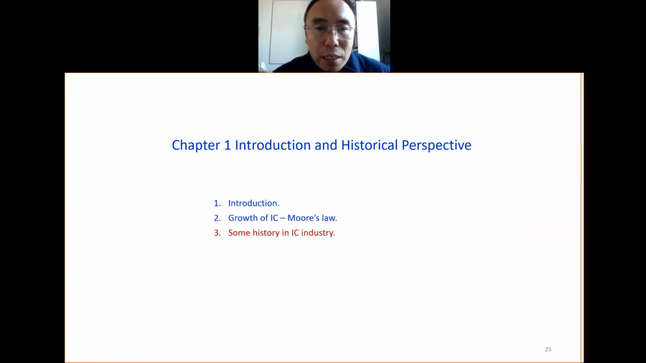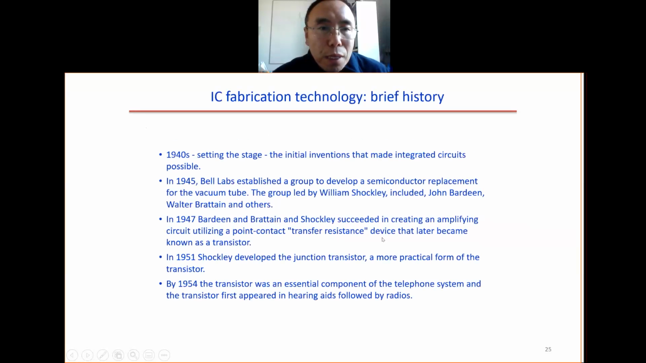So now let's look at the history of the device, of the transistors. In the 1940s, the R&D started. In 1945, after the Second World War, Bell Labs had a group of people: William Shockley, John Bardeen, and Walter Brattain. This group wanted to develop a semiconductor replacement for the vacuum tube. 2 years later, they invented the transistor. The transistor was invented in 1947 by those 3 people, and they won the Nobel Prize in 1956.